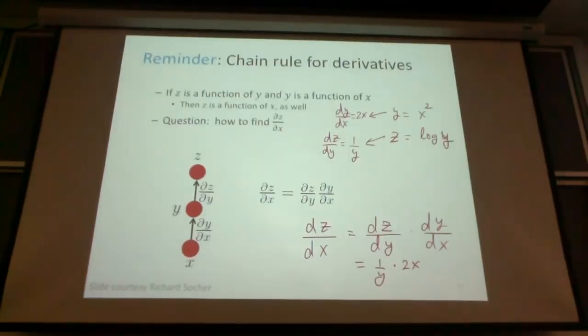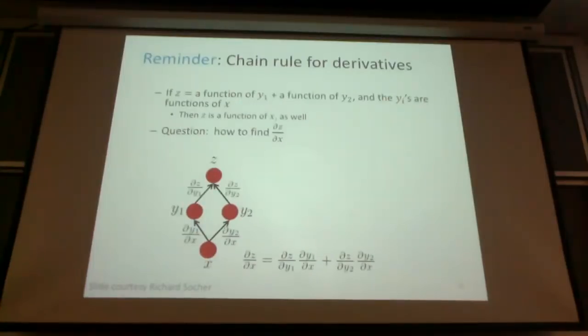Okay, let's make this slightly more complex. Now, z is the sum of two things. It's the sum of one function of y1 and another function of y2, where y1 and y2 are themselves functions of x. So it might be something like z is, say, y1 squared plus y2 to the power 4. Oh, you know what? Let's put a log in there. It's because we can. Still not a complicated thing. It's just a small function. And y1 and y2 are functions of x.